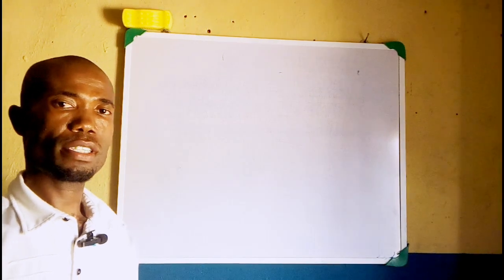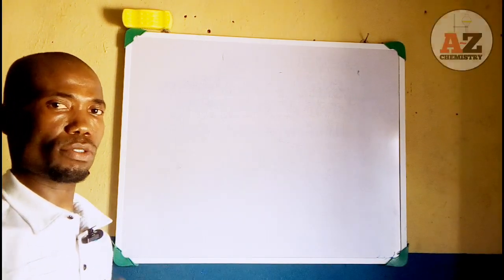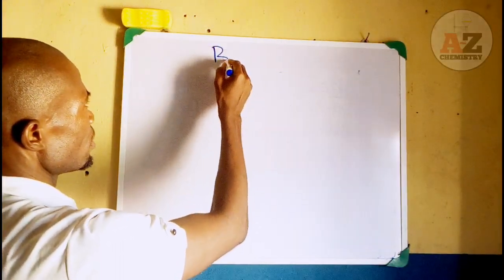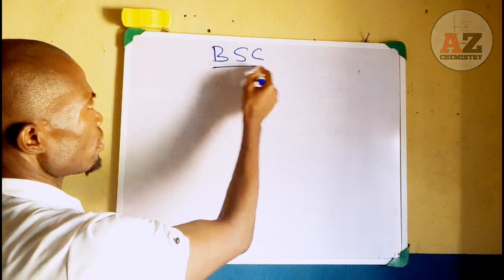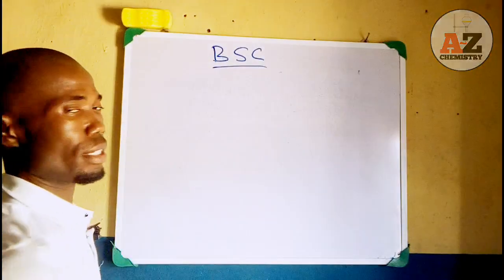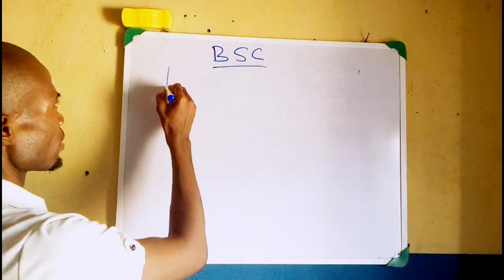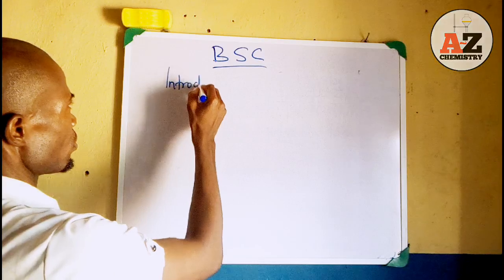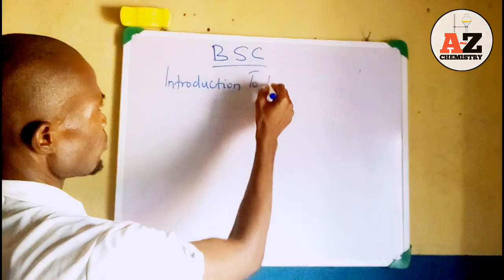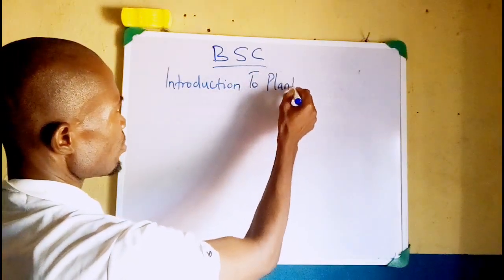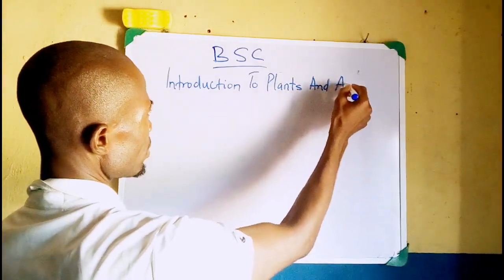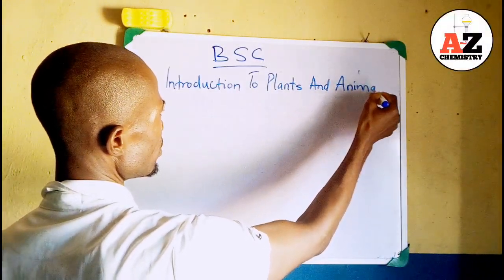Welcome back to our Basic Science Chemistry online class, and in today's class we are looking at Introduction to Plants and Animals. We shall continue to use this code, Basic Science Chemistry. So today we are looking at Introduction to Plants and Animals.